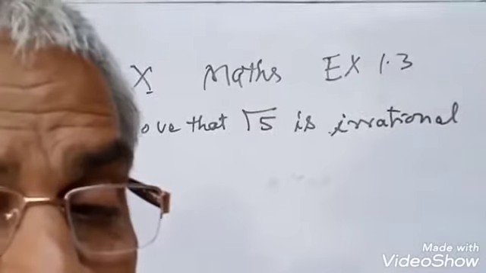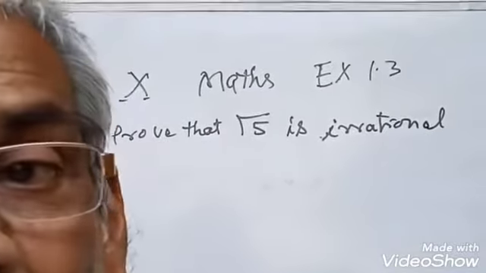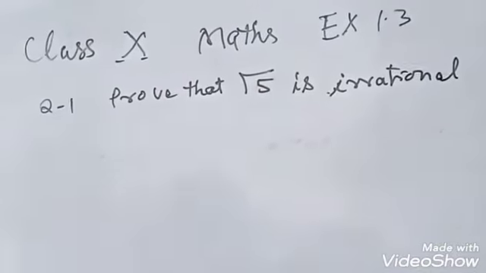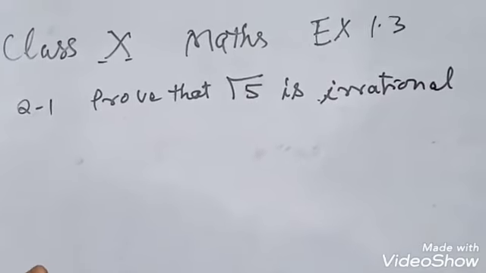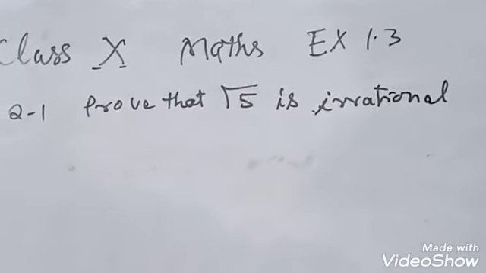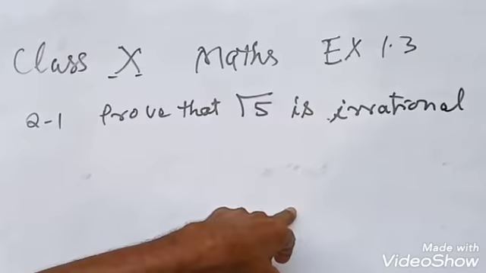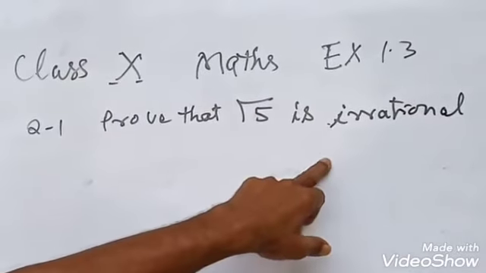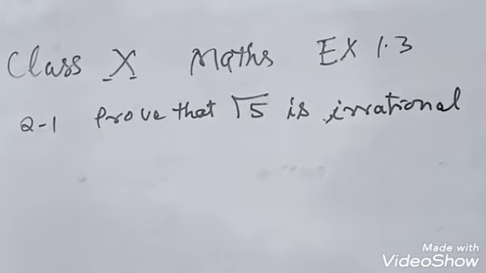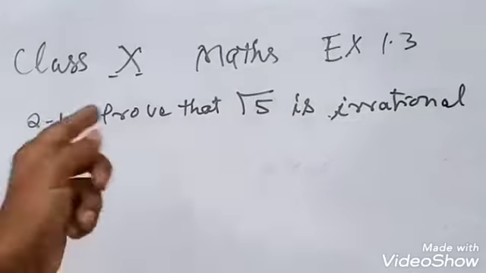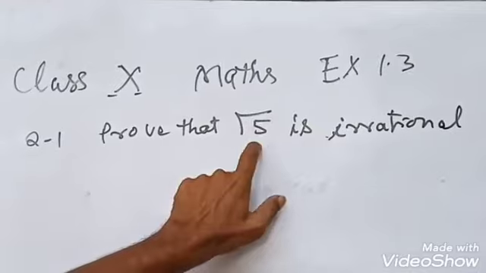Here you have to keep in mind that every real number is the collection of rational and irrational numbers. If any number is not irrational, it will be rational. They can only be in two categories: a rational number or an irrational number. So here, root 5 is irrational.